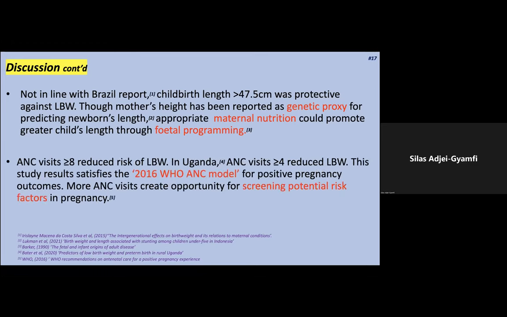Again, antenatal care visits equal or more than 8 reduce the risk of low birth weight children. In Uganda, ANC visits equal or more than 4 reduce low birth weight children. This study's results also satisfy the 2016 WHO ANC model for positive pregnancy outcomes. More ANC visits is necessary to create opportunity for screening potential risk factors in pregnancy.